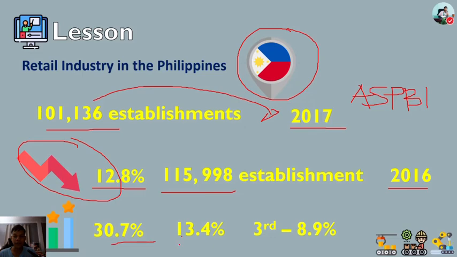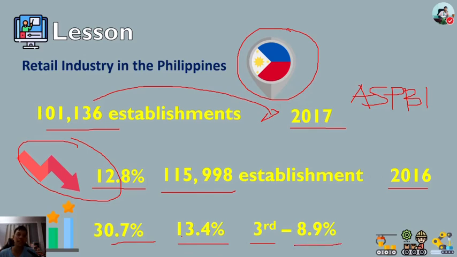So this was followed by the retail sale of other household equipment in a specialized store with 13.4%. Okay, so the retail sale of food, beverages, and tobacco in specialized stores came third with 8.9%.